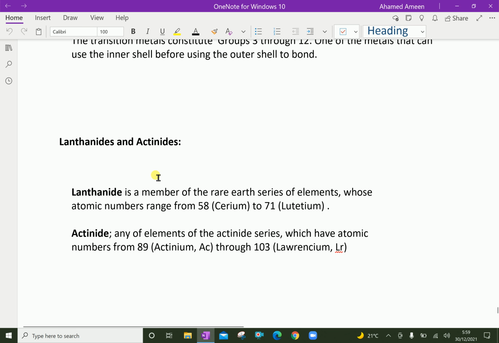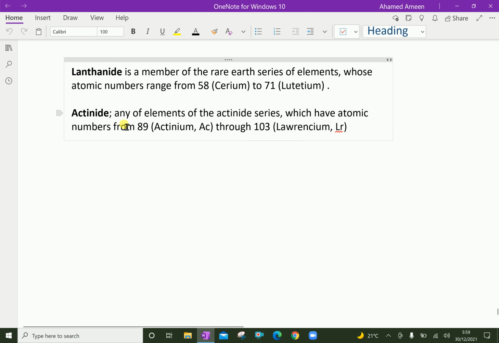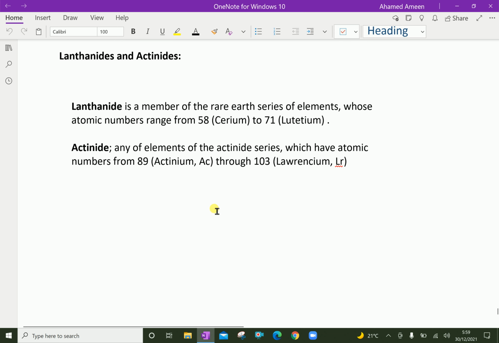Lanthanides and actinides. Lanthanides are members of the rare earth series of elements whose atomic numbers range from 58, cerium, to 71, lutetium. Next, actinides. The actinides are the elements of the actinide series which have atomic numbers from 89, actinium, through 103, lawrencium. Further details we will discuss in further videos.